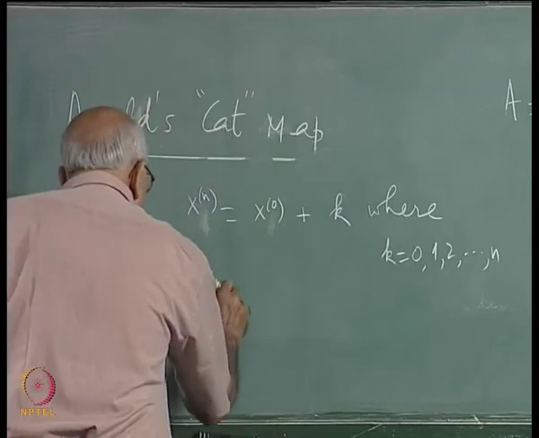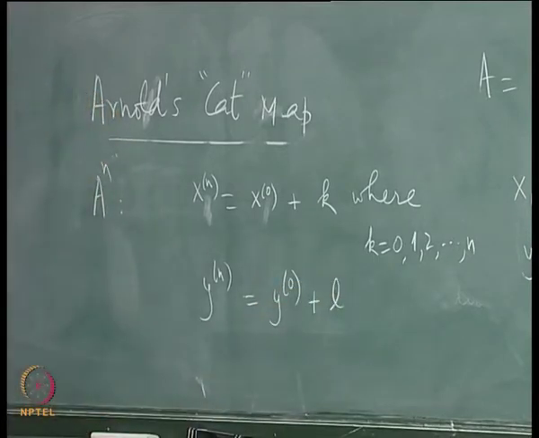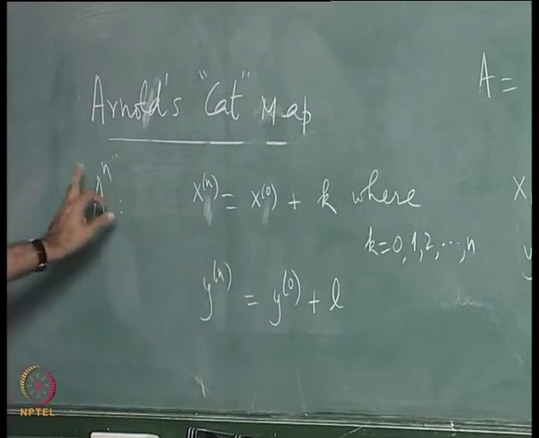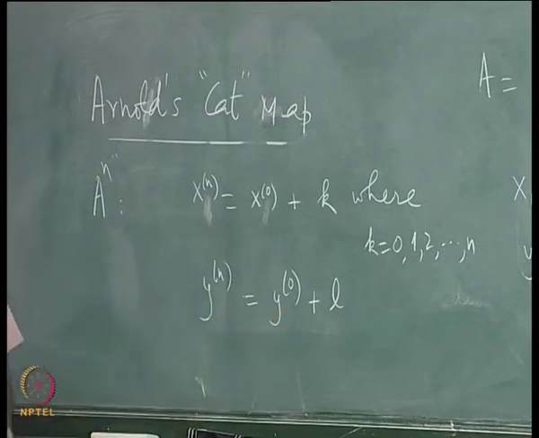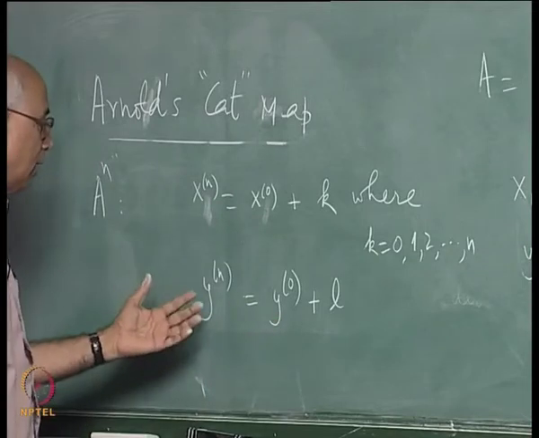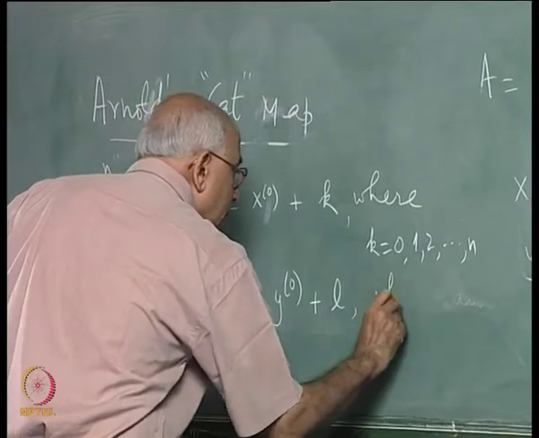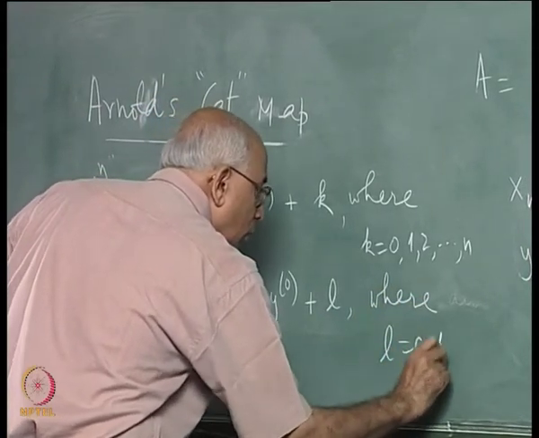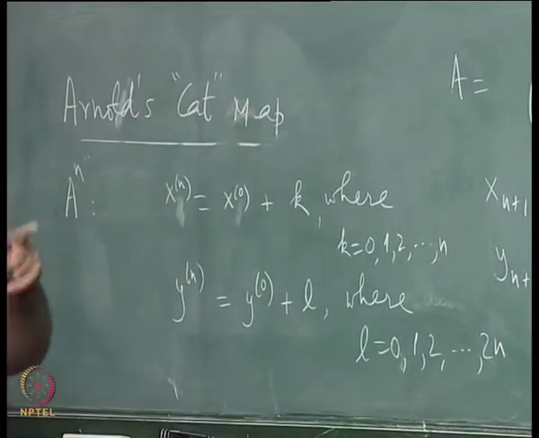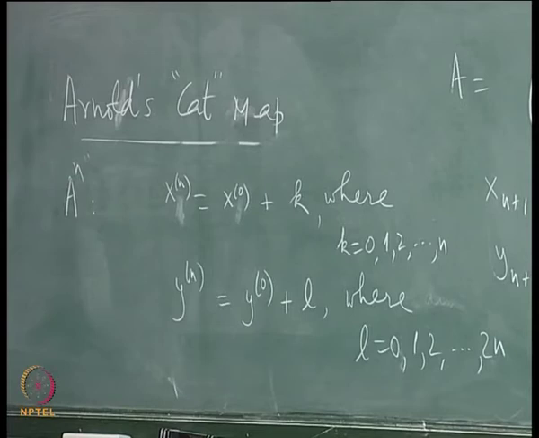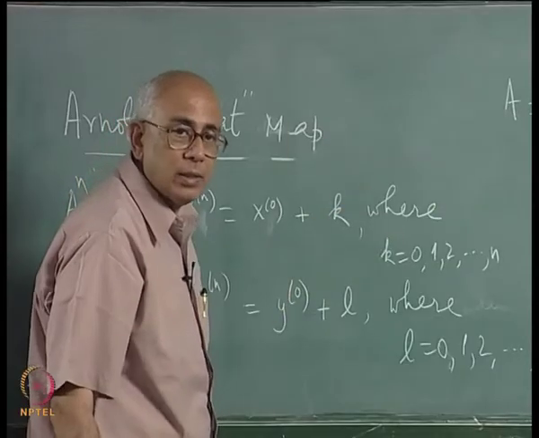Similarly, y_n equal to y0 plus l. If (x0, y0) is a fixed point of the map A to the power n, then after n iterations this must go to this plus an integer, where l equal to 0, 1, 2 up to 2n, because it could go right up to 2n, and then in the modulo 1 that integer part goes away. Now this will help us find where the fixed points of the map and its iterates are.